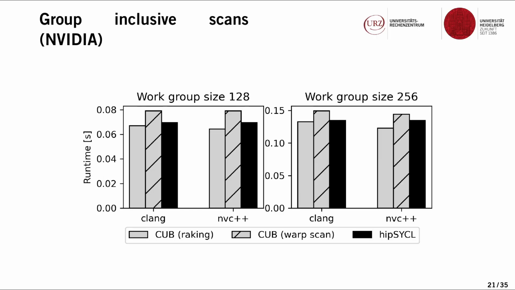If we look at the NVIDIA GPU, if you look at inclusive scans, we can see that for workgroup sizes of 128 and 256, hipSYCL performs very competitively with the native CUB performance, both for Clang and for NVC++.